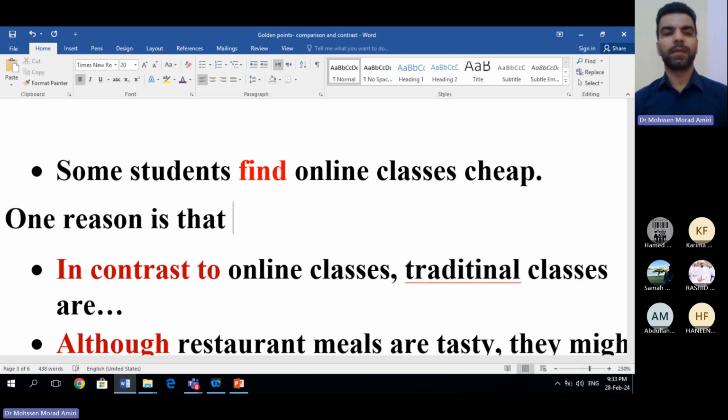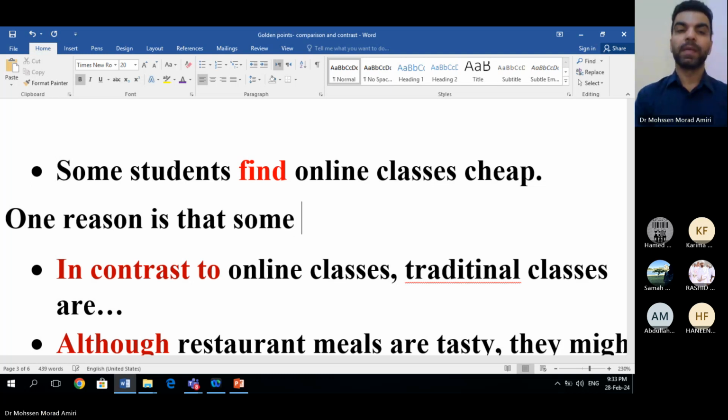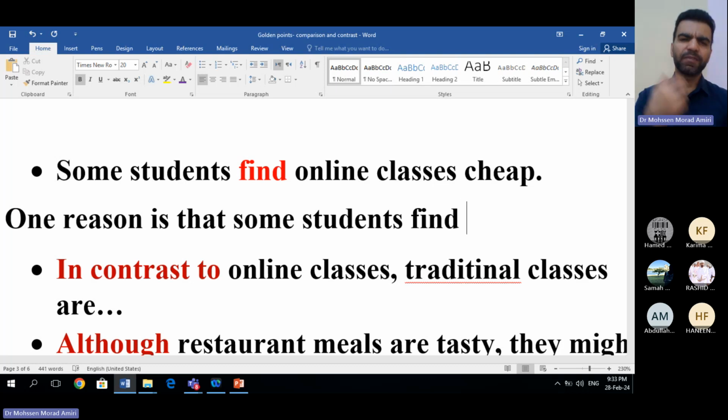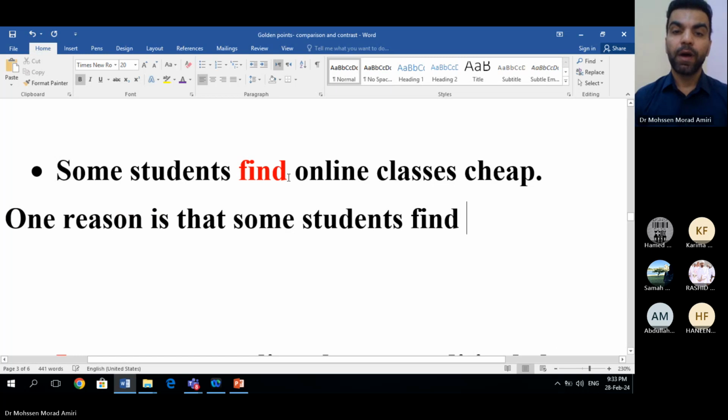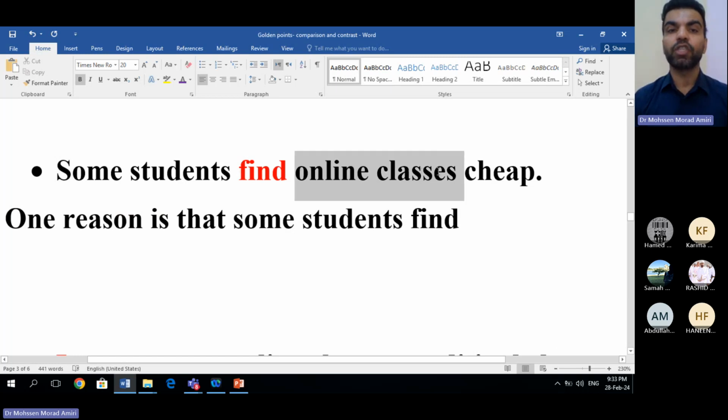One reason is that some students find, I mean "find" here, online classes cheap. When you write "find" in this structure, of course, your mark will be so high. Your teacher will love it. One reason is that some students find what? Online classes cheap.